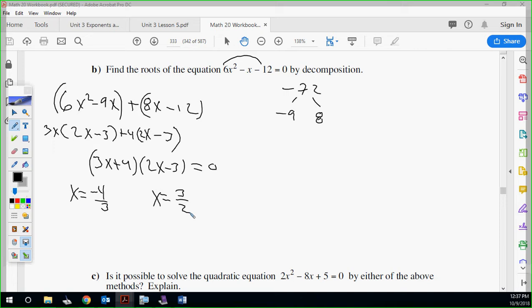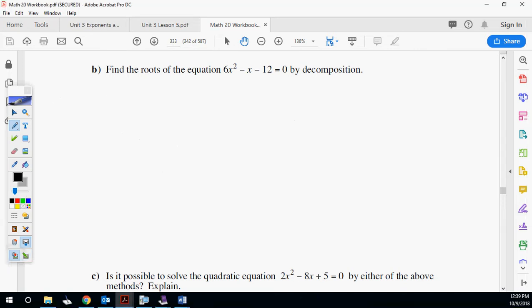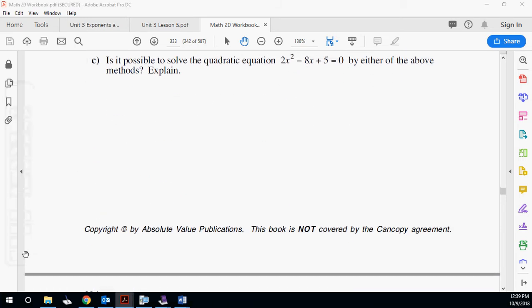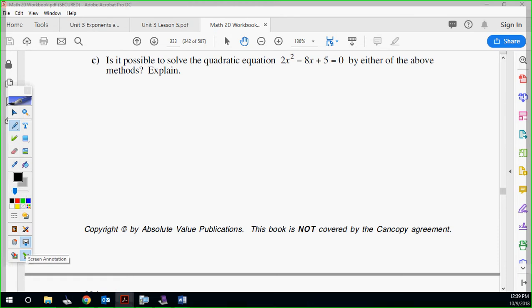Okay, so C, is it possible to solve the quadratic equation? So now they're asking, is it possible to solve this one? So if we look at it, 2 times 5 is 10. There's no factors of 10 that get me -8. Okay, because they both have to be negative, right? See how it's a positive, that's a negative? That means this would be minus minus. My only options for 10 are -10, -1, -2, -5. So that's -11 and -7. Okay, so in this case, it's not factorable.